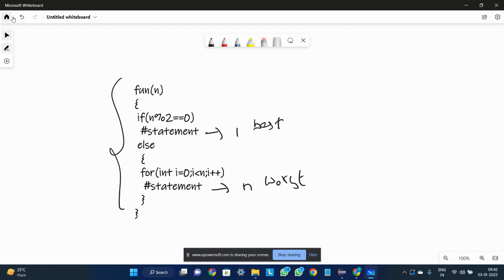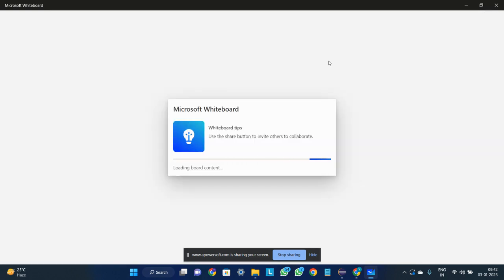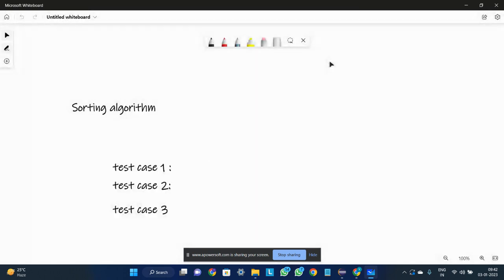Okay, so let's understand with one more example. Suppose here we have one sorting algorithm. For test case 1, I have input 1 2 3 4. Suppose I have to sort from small to big. See, for test case 1 it's already sorted, so can we say this is the best? So here I can say it is represented by omega.